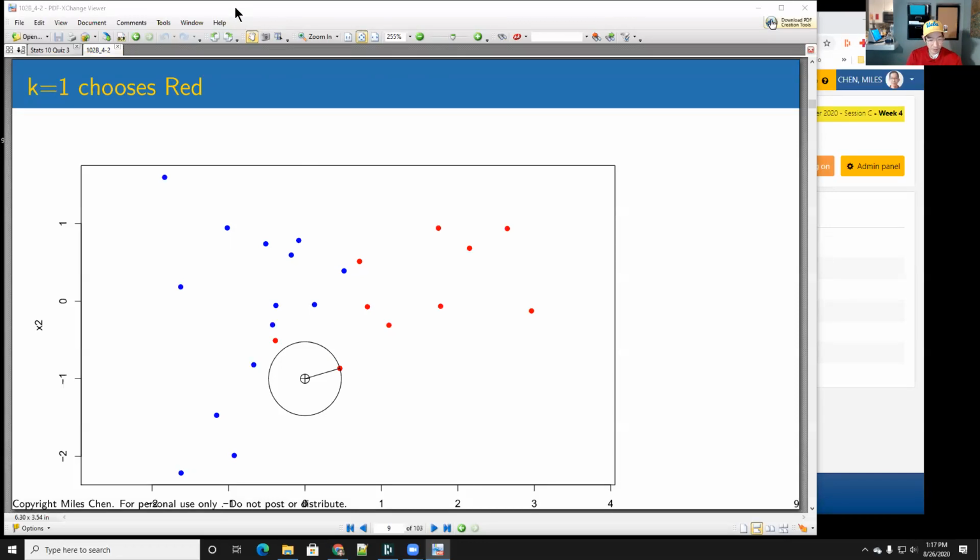Okay, so here k equals 1, and our nearest neighbor to this data point is red, okay? I've illustrated that by drawing a circle with the radius going to the nearest data point, and we see there's no other data point that is closer. So for k equal to 1, this test case would get classified as red.